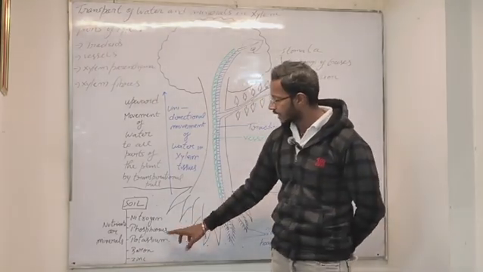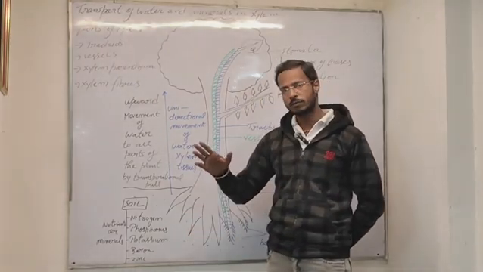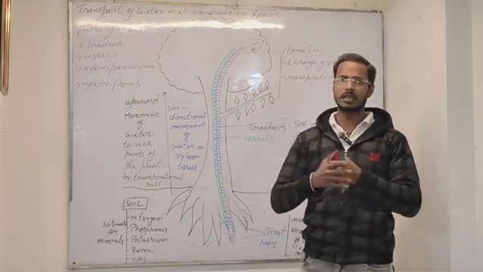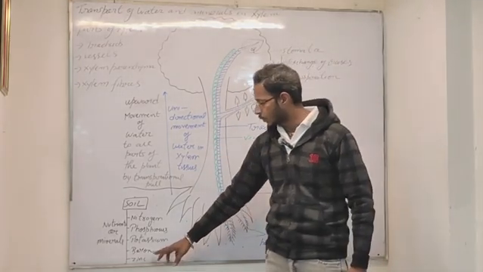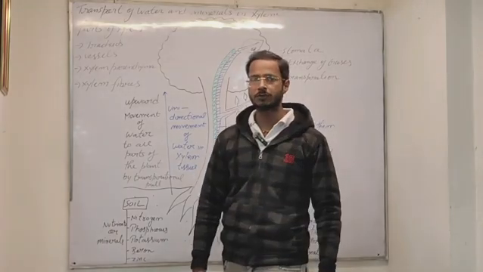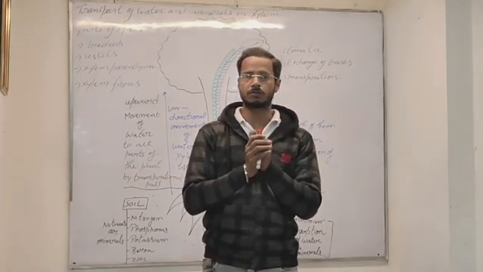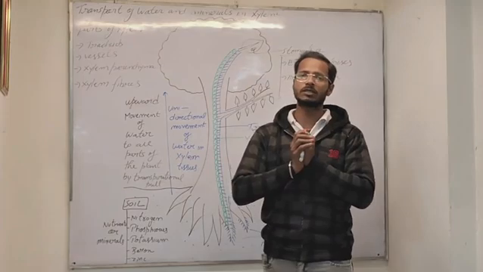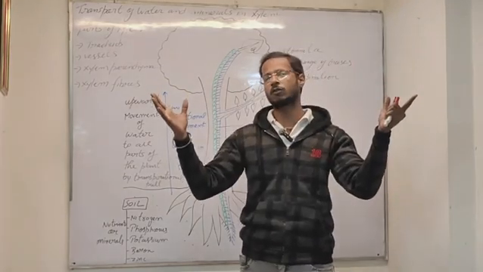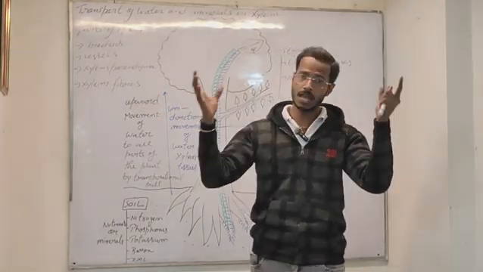The first three are called macronutrients. Macro means those nutrients which are needed by plants in large amounts. The last two, boron and zinc, are micronutrients, which are needed by plants in small amounts. Micro means those nutrients which are required by the plant in less amount.